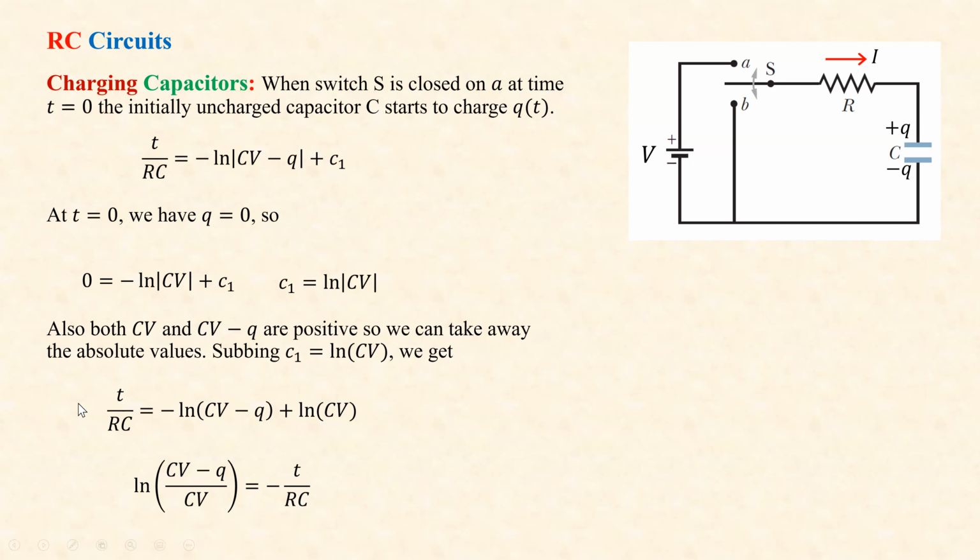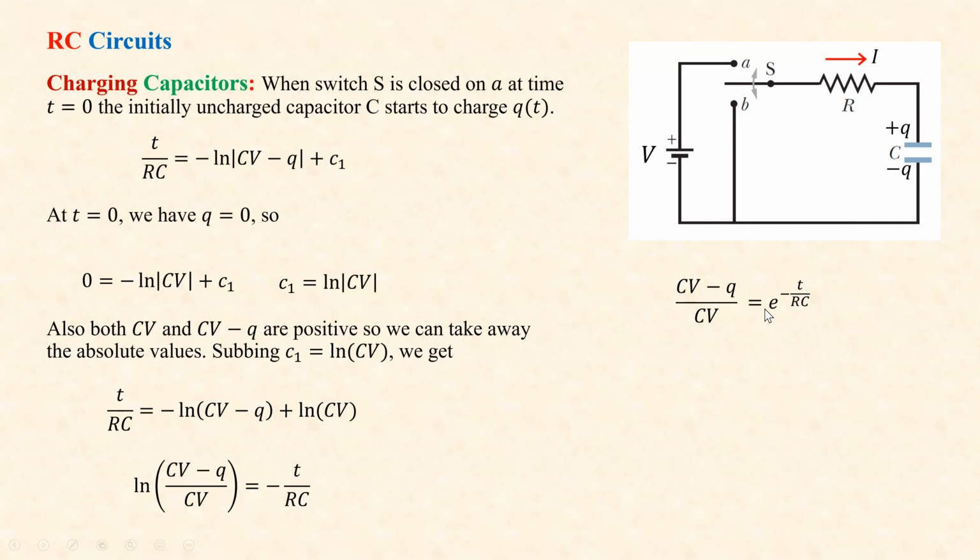We move this over and move that one over, or you can multiply by a negative sign, and then ln of A minus ln of B becomes ln of A over B. All right, so ln of CV minus Q divided by CV. And then CV minus Q divided by CV becomes e to the power of negative T over RC. So we get that. And then we can solve for Q.